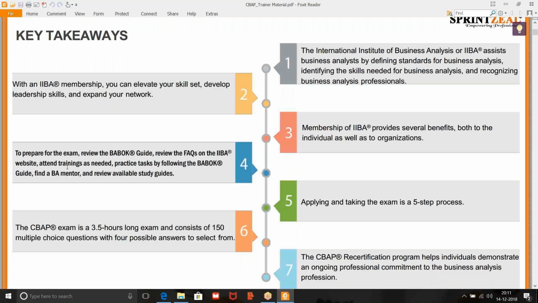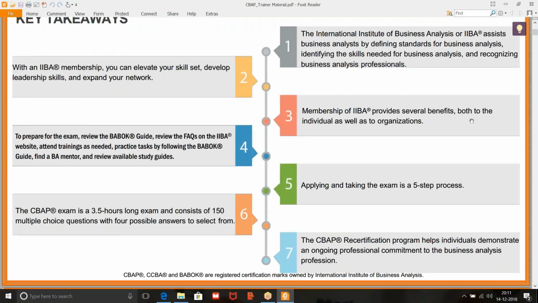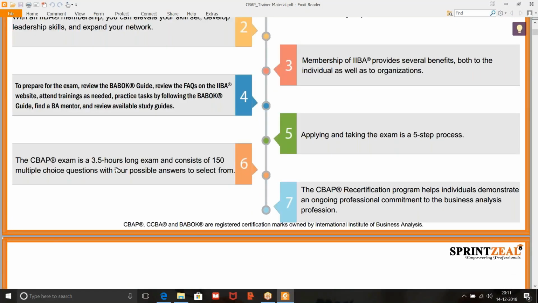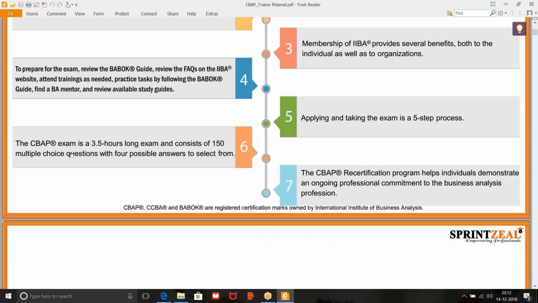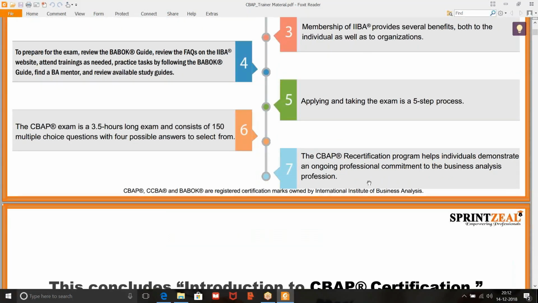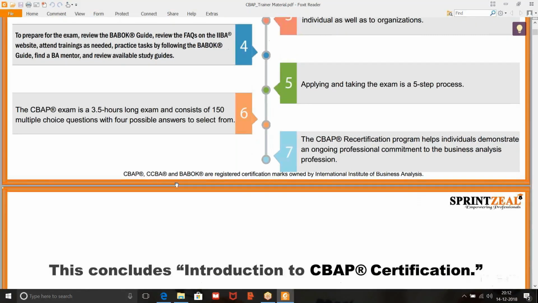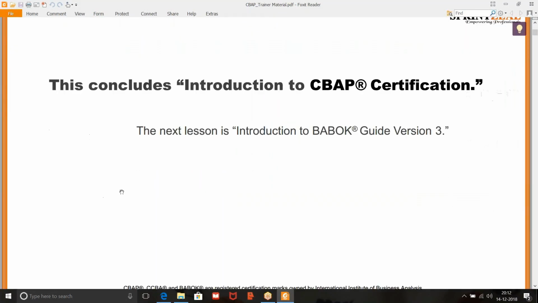To prepare, there are certain ways. We already covered that. Applying and taking the exam is a 5-step process. We know that. We know the exam is 3.5 hours long and consists of 150 multiple choice questions. The CBAP recertification program helps individuals demonstrate an ongoing professional commitment to the business analysis profession. So that concludes the CBAP certification introduction.